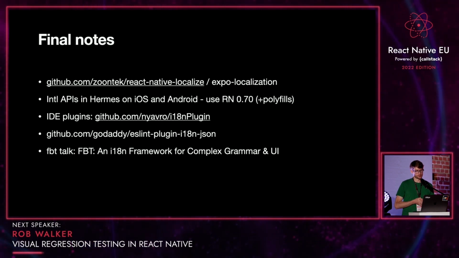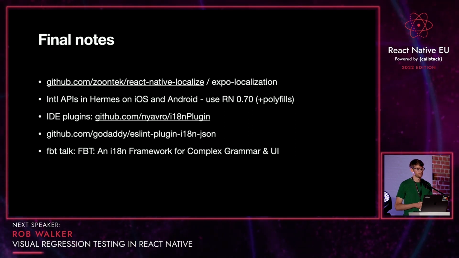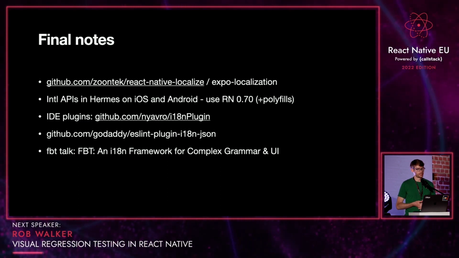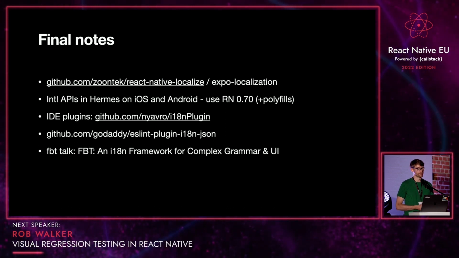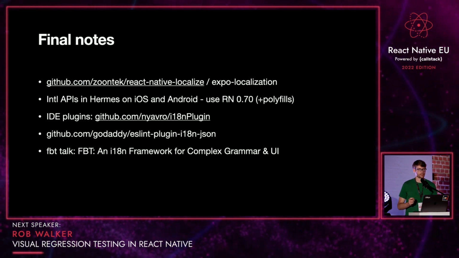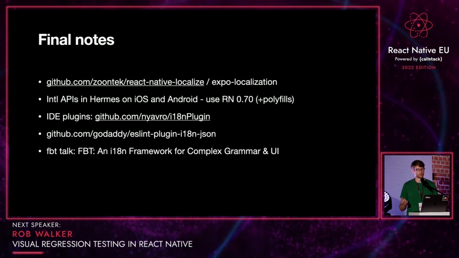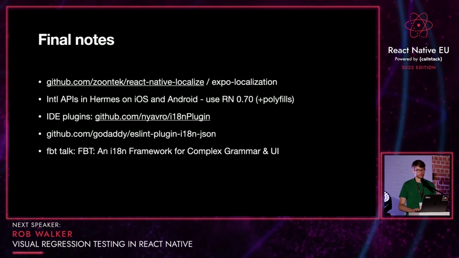All right, some final notes. React Native Localize or Expo Localization are some cool libraries that you can use to localize your apps. They give you the necessary information for that. Intl APIs are a big topic in React Native, and as of React Native version 0.70, Intl APIs are going to be available in Hermes, on Android, and on iOS as well. Although I have to say that you might still have to use polyfills for some features, because on Android the support for Intl APIs is kind of dependent on the runtime version of the system.